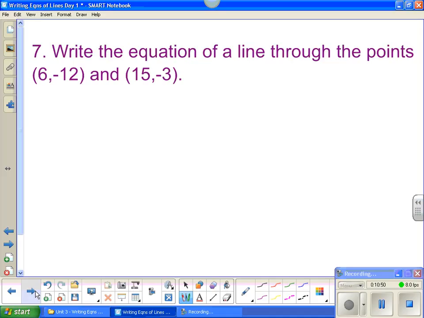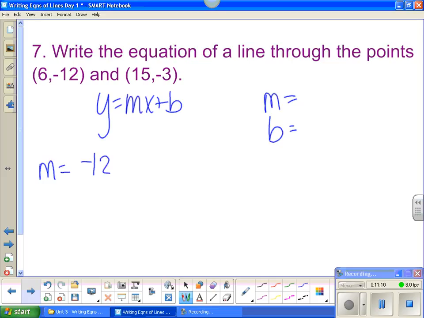Write the equation of a line that goes through the points (6, -2) and (-12, 15, -3). So write the equation of a line means that I need this, and I know I need this, and this. Now, I didn't give you either one. So what's the first one you're going to find? You're going to find your slope. M equals y minus y over x minus x. Negative 12 plus 3 is negative 9. 6 minus 15 is a negative 9. A negative 9 divided by negative 9 is a positive 1.